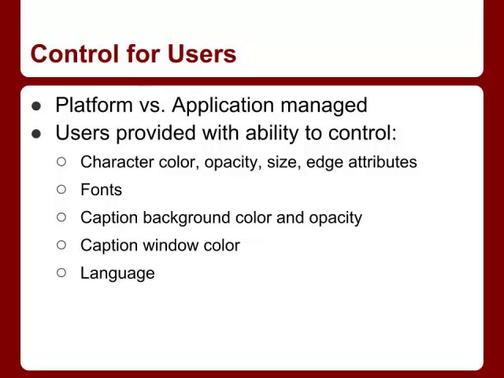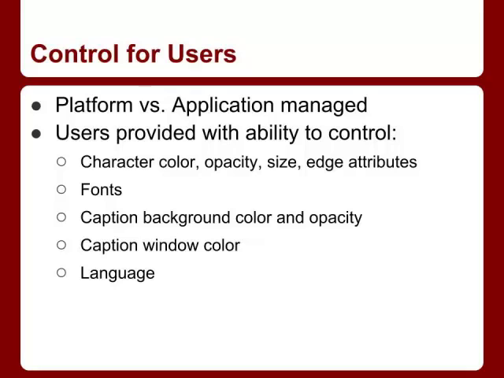The types of new controls that are going to be required are the ability to control the character color, the color density or opacity, the font size, various edge attributes, the background color for the caption region, as well as the language for the caption. So if captions are offered in multiple languages, there's going to need to be a control to allow users to switch between them.